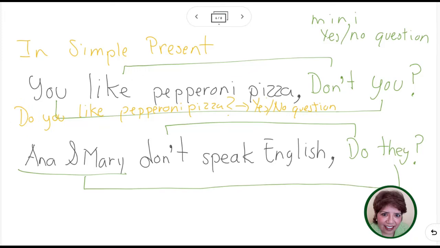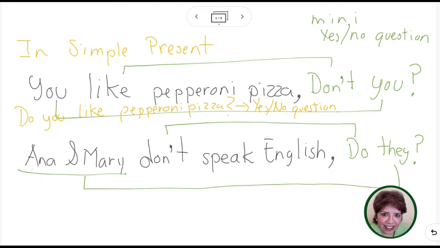In this case, the sentence is affirmative, is positive. Then the tag question has to be in a negative form. And we have that the auxiliary for this case is do. Then we are going to use the auxiliary in a negative form, don't, and the pronoun at the end of the question. And that's all for this question.